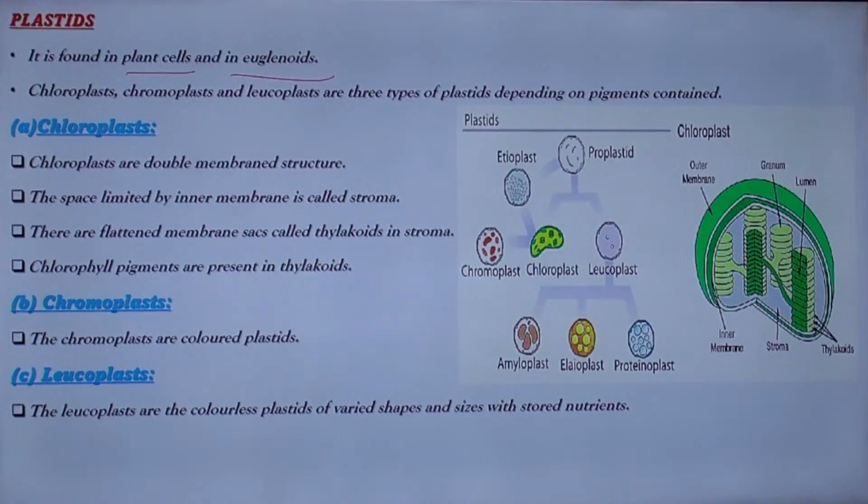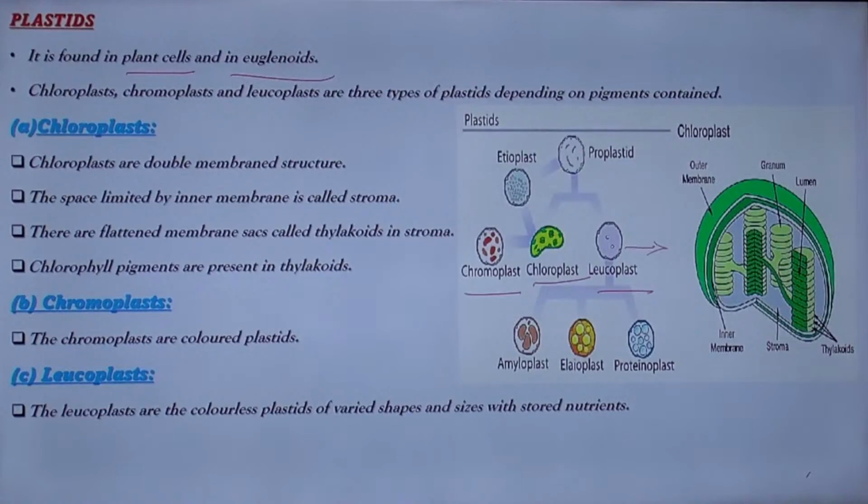So this is the chloroplast, the second one is chromoplast, the third one is leucoplast. Chloroplast, chromoplast and leucoplast are the 3 types of plastids. It depends on the pigment they contain. Okay. First thing we are going to see is chloroplast. What is chloroplast? Chloroplast is a double membrane structure.